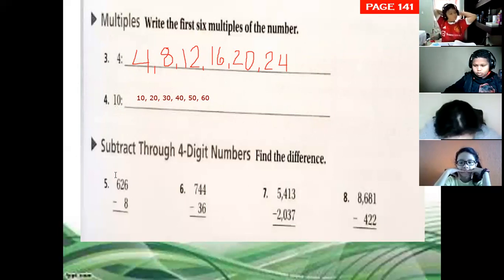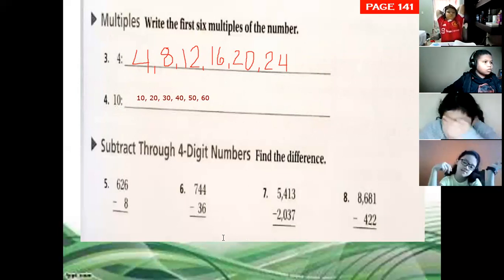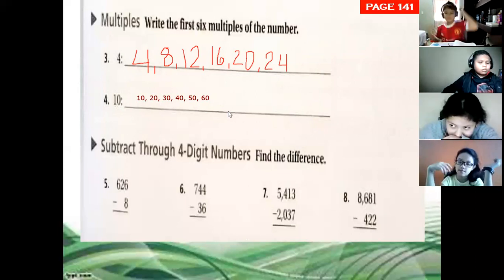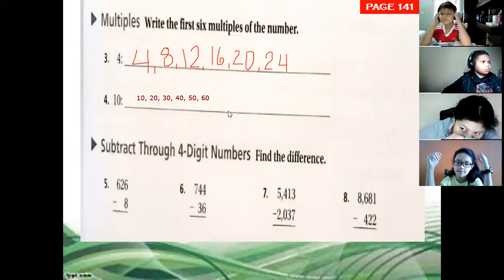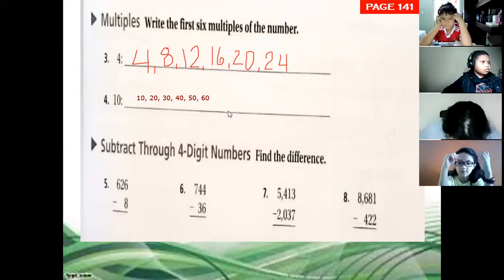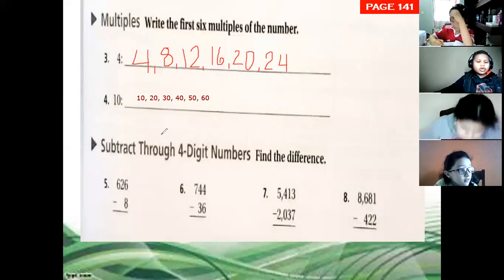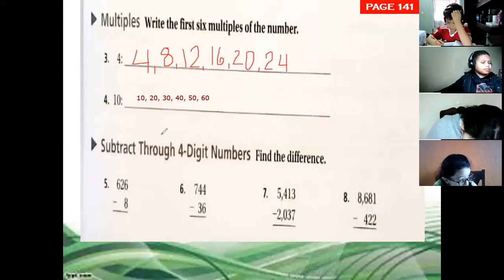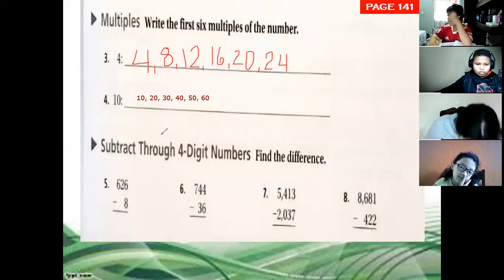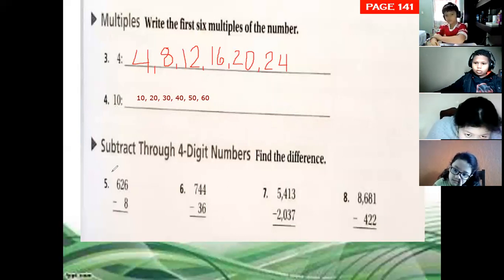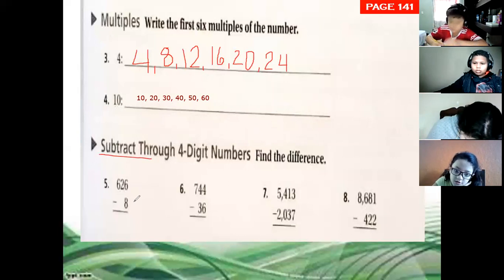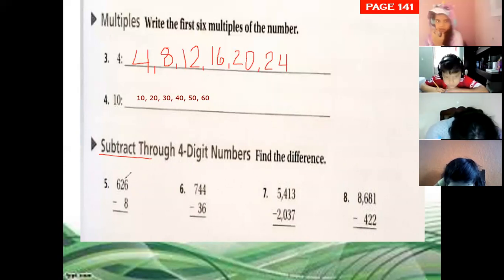Okay. Now, subtract through 4 digits. Find the difference. This one is repeated multiplications, I think. I can do this, Miss Victor. Miss, I can do the next one. No, this is not a multiplication. It says subtract. It's a subtraction. So it is 6 minus 8. 8 minus 6 is not possible. No, it's 6 minus 8.